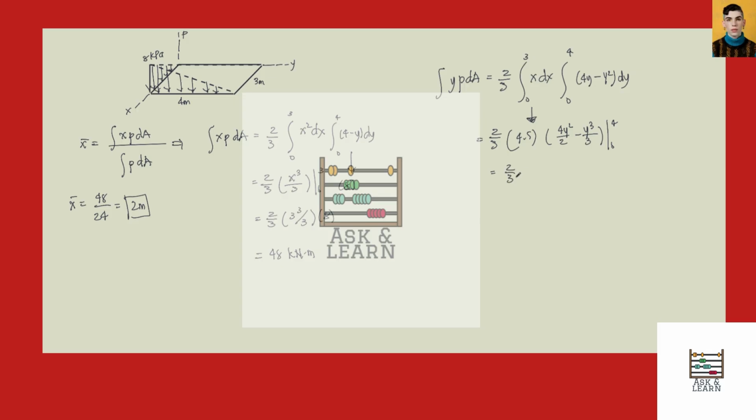We have 2/3 of 4.5, 2 times 4 squared minus 4 cubed all over 3 is equal to 32. So our y bar is 32 divided by 24, giving us a y bar of 1.33 meters.